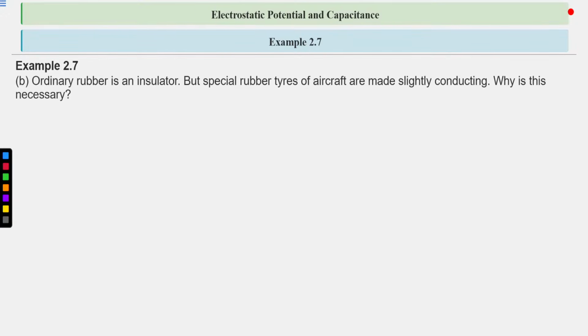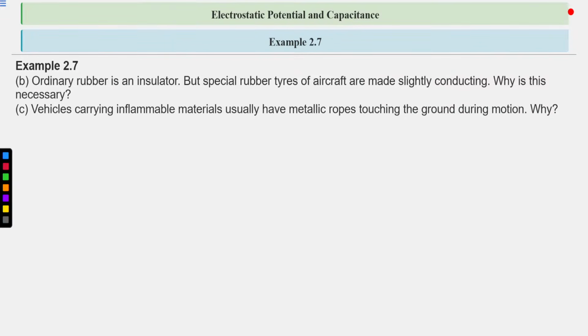Next, B part. Ordinary rubber is an insulator, but special rubber tires of aircraft are made slightly conducting. Why is this necessary? Ordinary tires are also insulators, but tires of aircraft are made slightly conducting. Why is it? And the C part: vehicles carrying inflammable materials usually have metallic ropes. That is, vehicles that contain inflammable materials have a rope attached to the vehicle, and that rope is touching the ground. Metallic rope. Why?